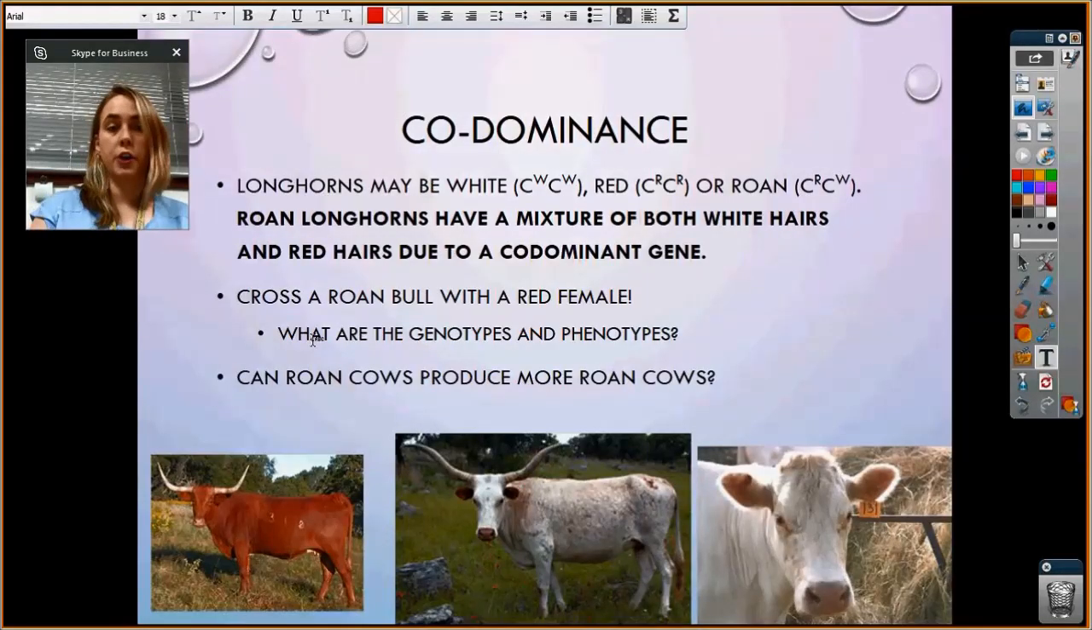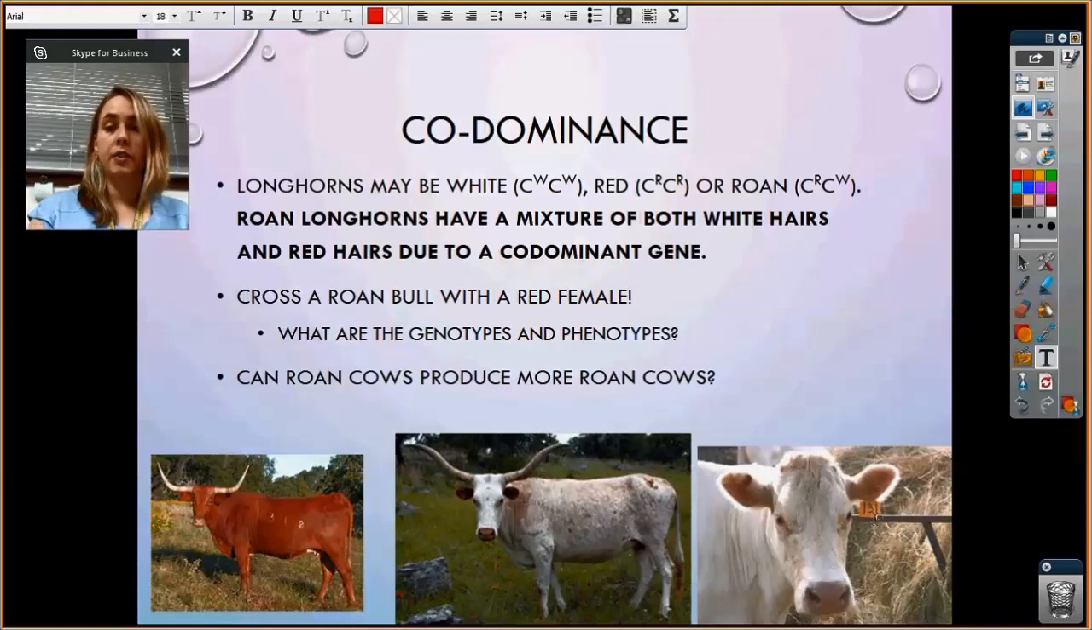Our next slide is an example of codominance. So instead of having blending, you are going to see both traits. We have a white longhorn cow, a red longhorn, or a roan longhorn, which is the one in the middle that has red and white hairs. So your question is, what if you were to cross a roan bull with a red female?